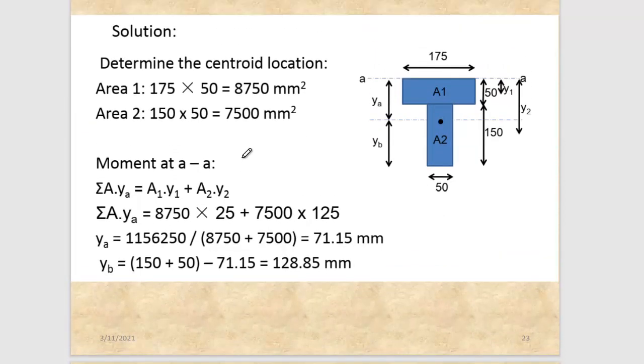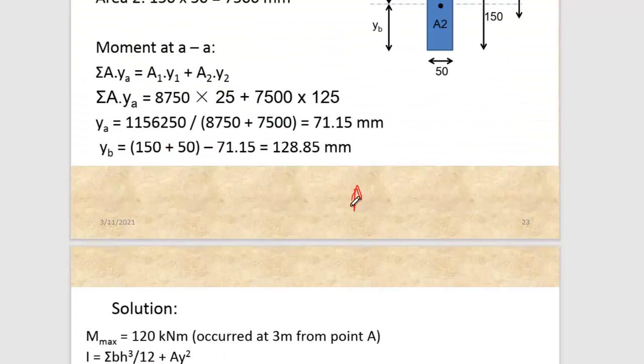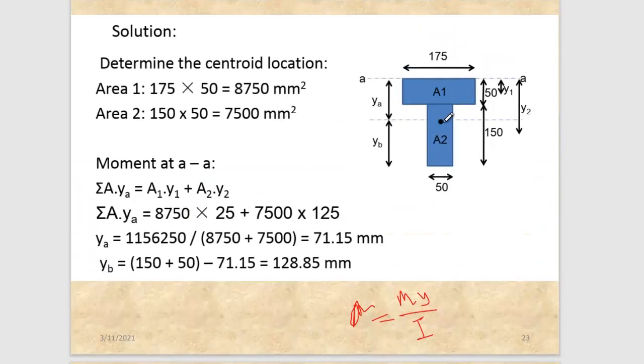Now, you need to calculate the maximum stress. What is called sigma? Okay? Which is My by I. So here you can see that for this one, you need to calculate where the centroid is, because this is no more rectangular only. This is what looks like a T. So as usual, you need to use the basic mechanics. You need to find out the centroid. Probably this is the centroid of this combined section.